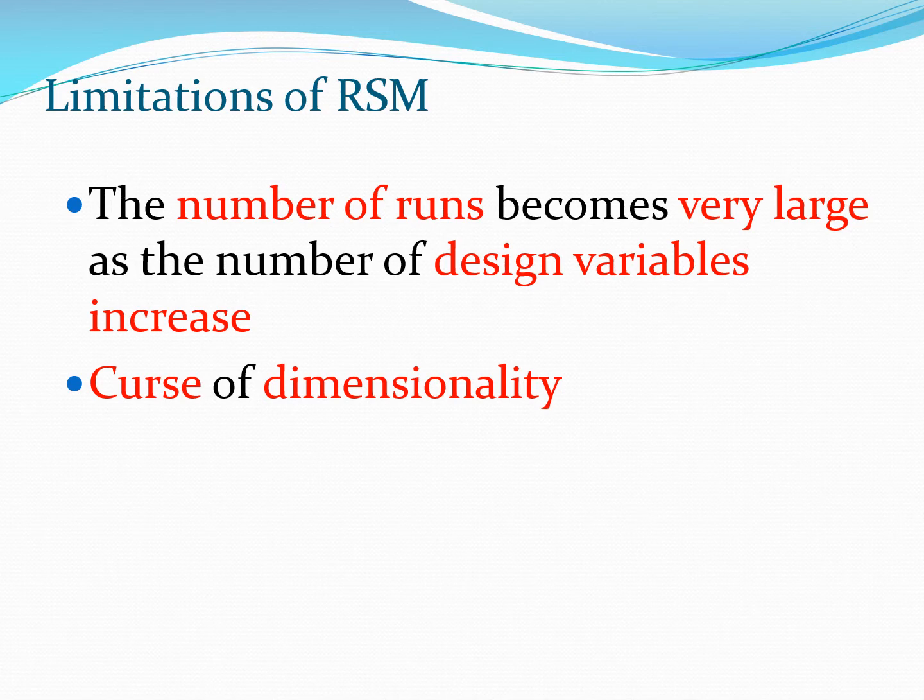Now, one of the issues in response surface method is that as the number of design variables increases, the number of runs becomes progressively larger. Essentially, you have to run your experiment or simulation at a plethora of points as the number of design variables goes up. And this is sometimes known as the curse of dimensionality, in that as the dimensions of the problem become large, that is the value of k becomes large, the problem becomes intractable.